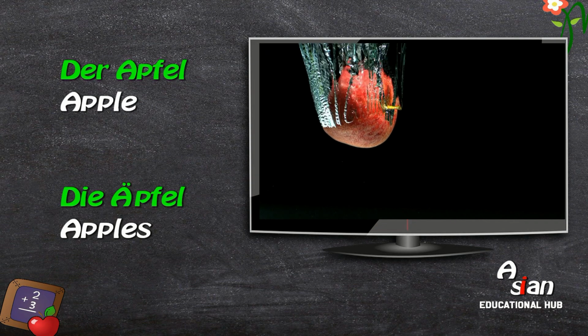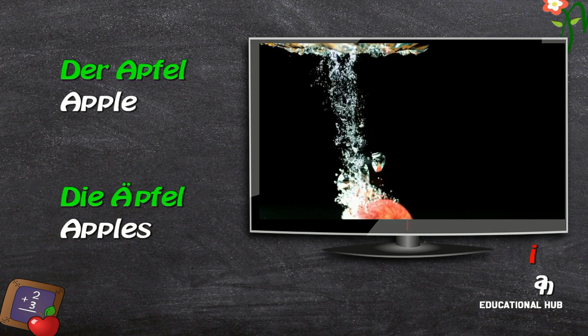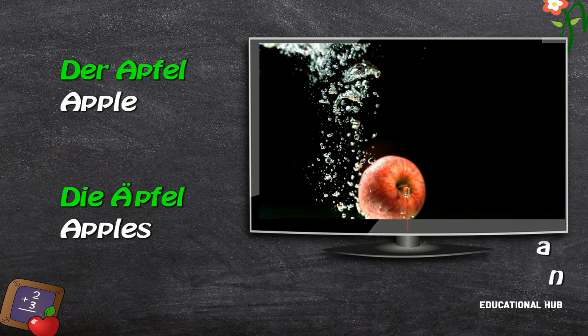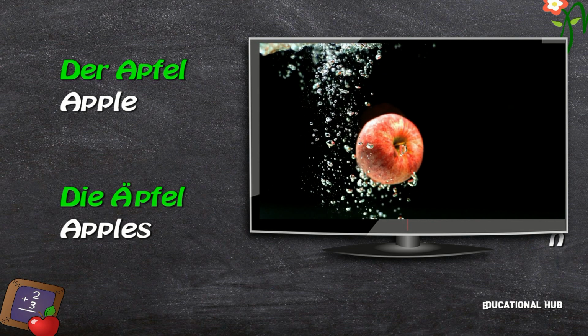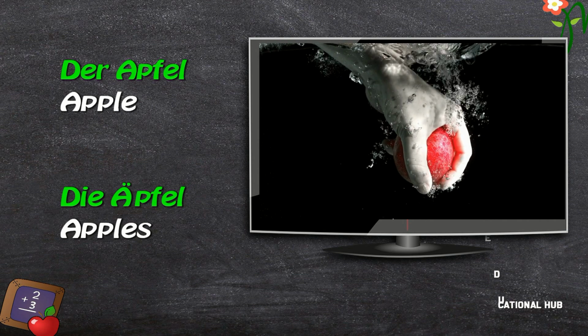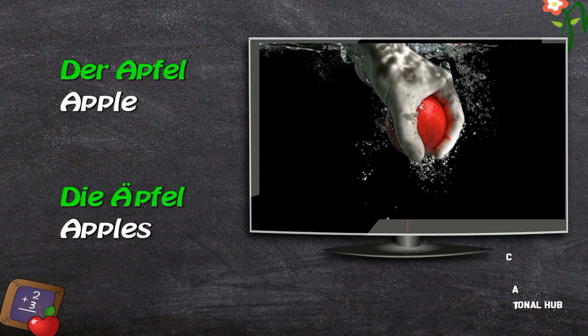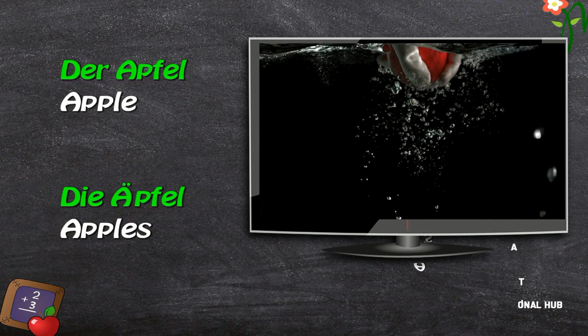First one is here apple. So der Apfel. We have used here "der" because it is masculine noun. So it is der Apfel. And the plural of apple is die Äpfel, means apples.